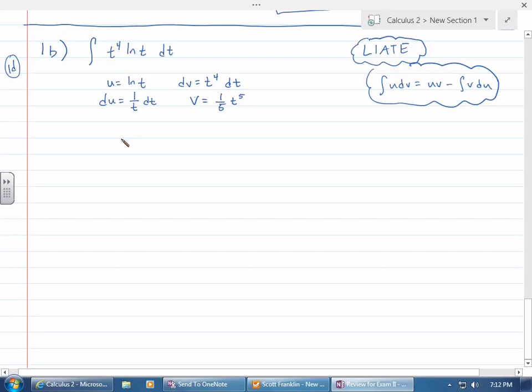Okay, so now the formula gives me uv: log of t times 1/5 t to the fifth, minus integral v, 1/5 t to the fifth, times du, which is 1 over t dt.